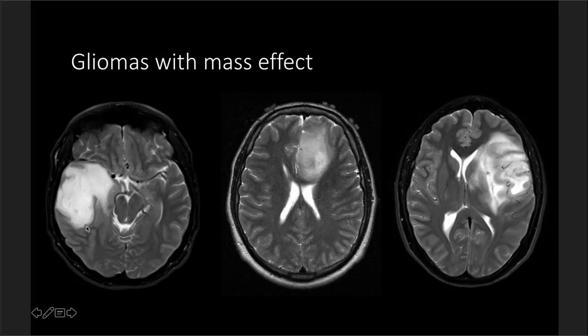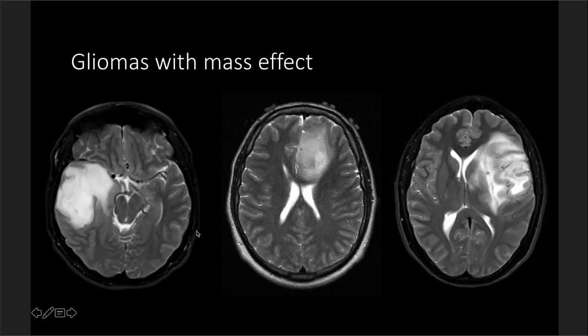So you can see it's expanding the temporal lobe. It's displacing structures. It's displacing the midbrain here, the mammillary bodies and the hypothalamus here. It's displacing the frontal lobe here. So this is mass effect associated with a tumor in the temporal lobe.